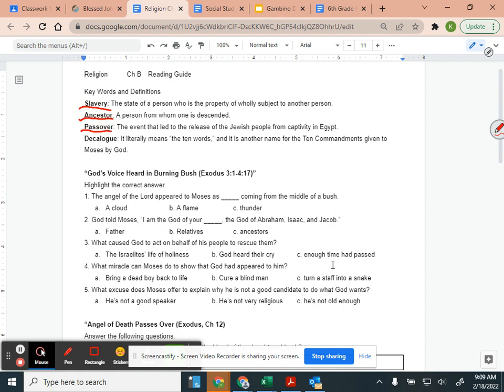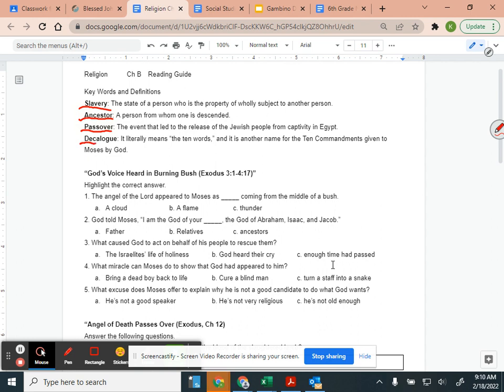Passover. We read yesterday about the Passover, how it's the event that led to the release of the Jewish people from captivity in Egypt. Because of Passover, when the angel of death passed over the Israelites' houses, the Egyptians said, "You need to go, go, go, go." So the Passover is a big event that we need to remember. It is what led to the release of the Jewish people from their captivity. They were no longer going to be slaves. And the Pharaoh said, "Go," because of the Passover.